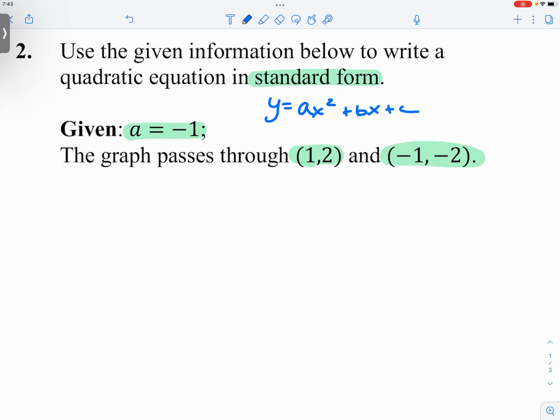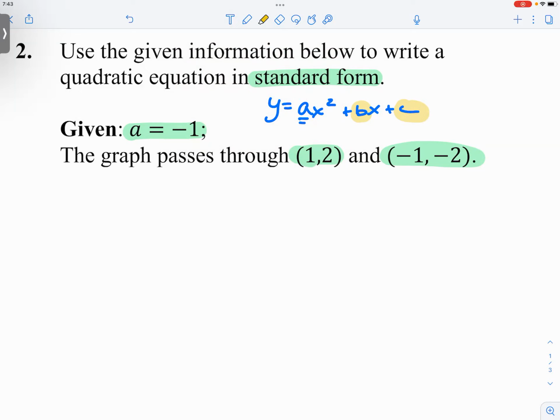Well, we know what A is, right? So the only 2 things that we don't know will be our B and C. So this is pretty much our job. Could you find out B and C? That goes back to what we did early on in the school year and also back in Algebra 1. If you have 2 unknowns that you have to find out, then you will need how many equations?